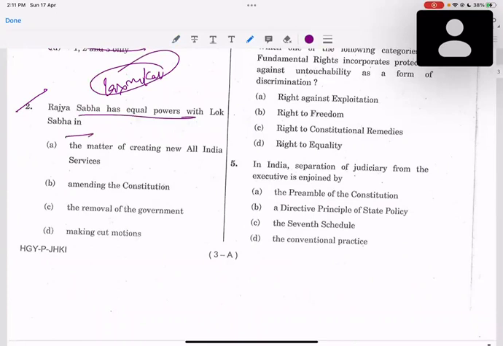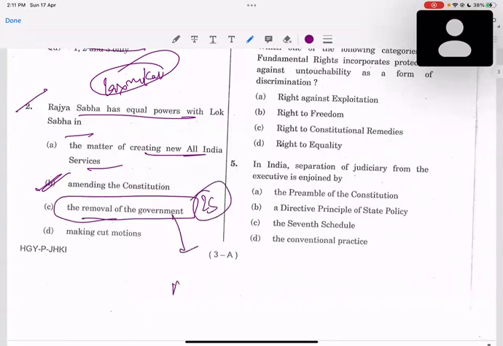Rajya Sabha has equal power with Lok Sabha in. This is clearly given in Lakshmikant, where Rajya Sabha enjoys unequal power with Lok Sabha and where it enjoys equal power. So it is a simply direct question, as we know, amending the constitution. Because in case of all India service, Rajya Sabha has more power. Removal of government is the no confidence motion, and it is with Lok Sabha.